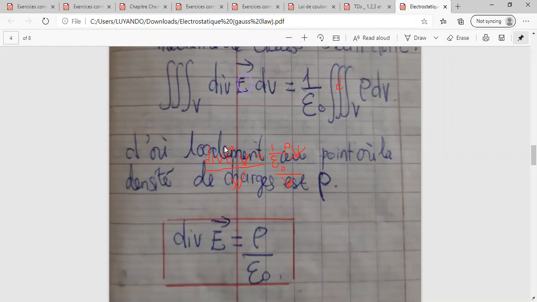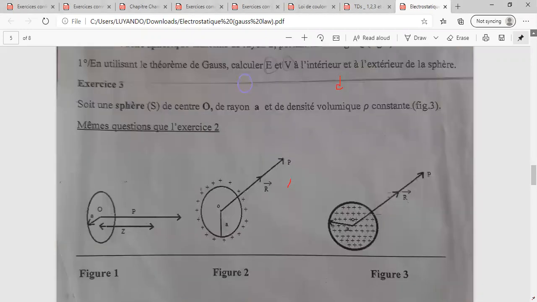Is everyone clear on that, or should I repeat? Okay, seems like no one has a question. So now we're going to try to do an exercise. I just picked two exercises that we can do. We are going to start with exercise two.